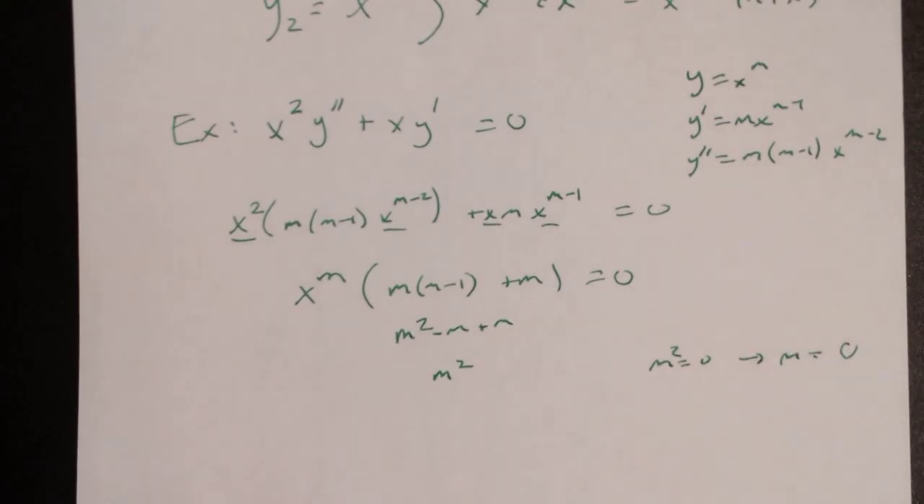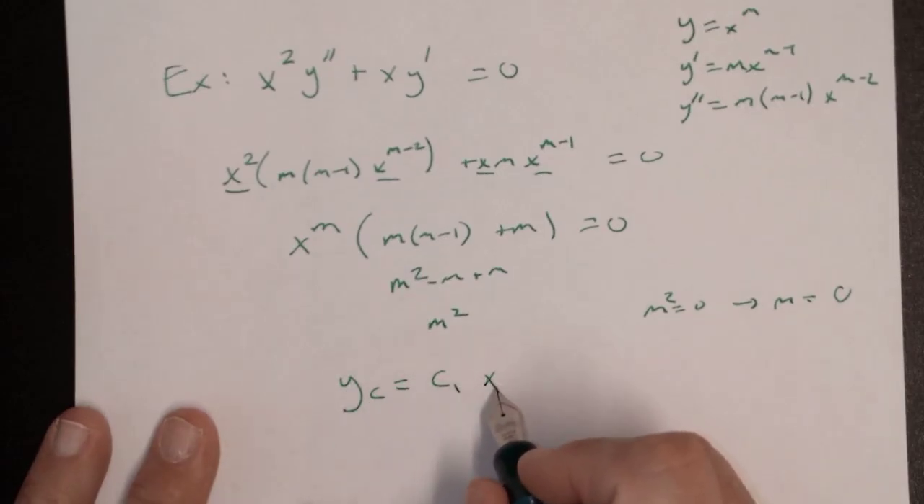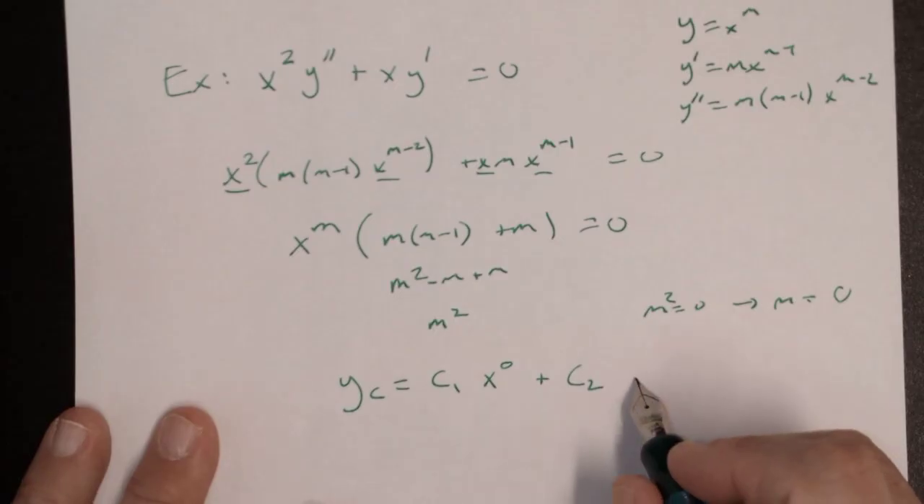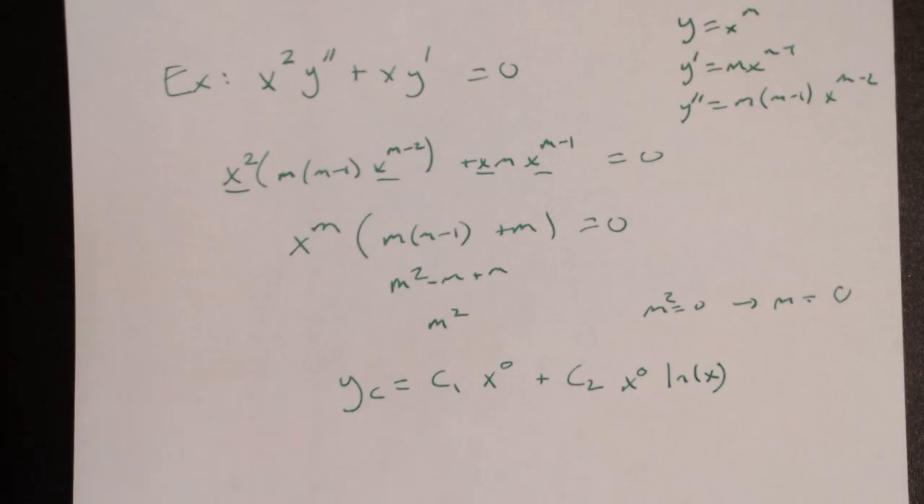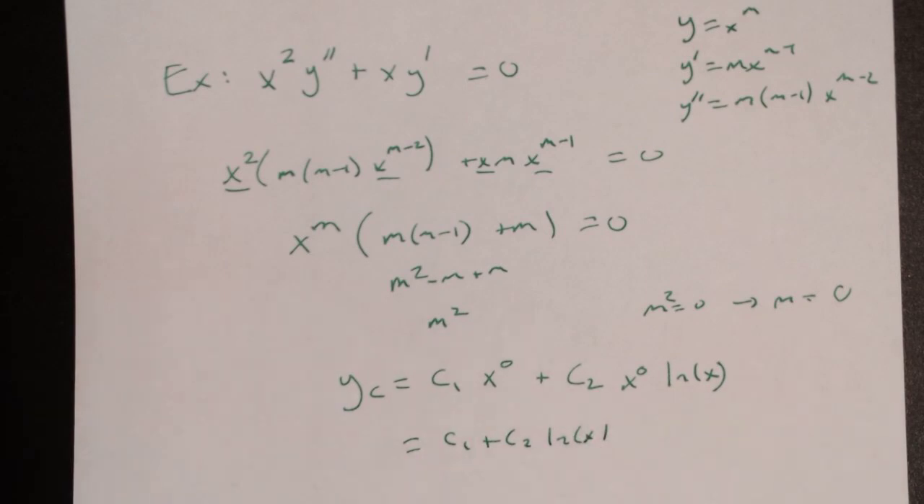It's m equals 0. So that means that I get y_c is c1 x to the 0 plus c2 times what's my second solution? Only the 0 only goes on the x power. It doesn't go in the logarithm. There you go. Wait a minute, what's x to the 0? 1. So this is really c1 plus c2 ln of x. Sneaky.